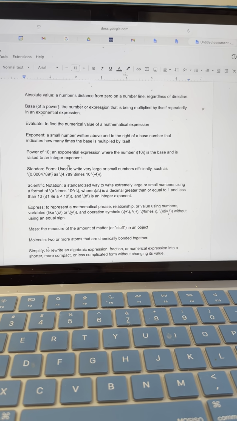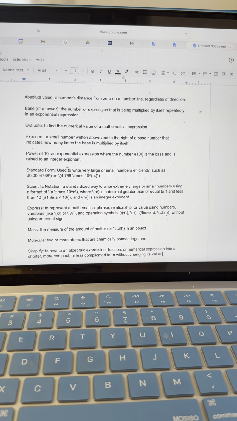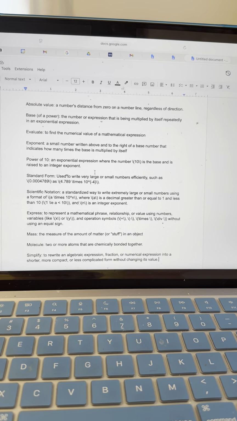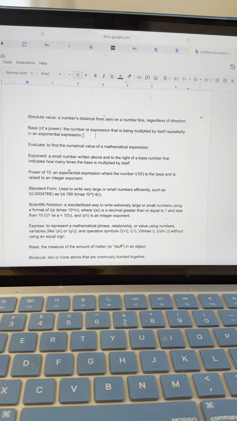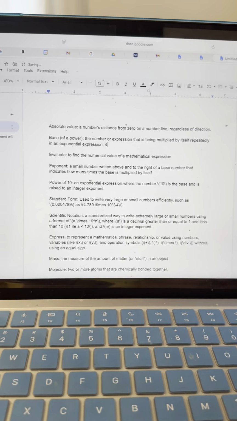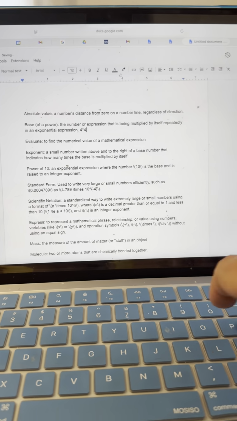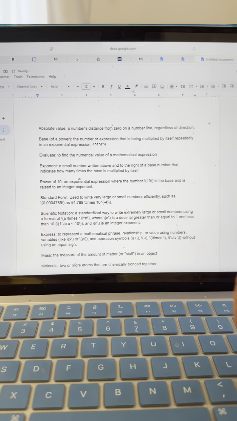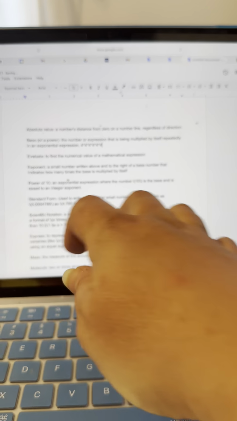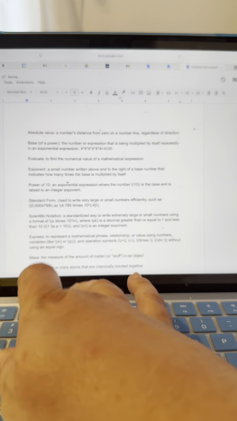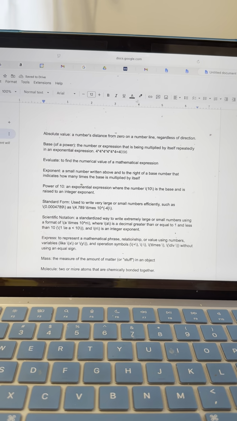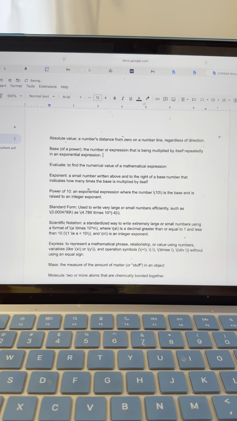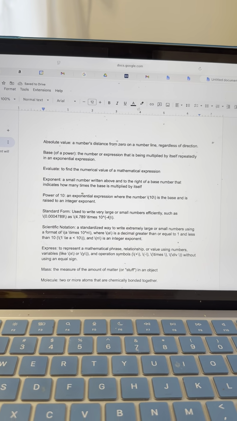Base of a power, the number or expression that is being multiplied by itself repeatedly in an exponential expression. So if you have 4 to the 6th power, you're going to do 4 times 4 times 4, 6 times, is equal to 4, and I don't know how to do exponents on a Mac, but that base is the number that's being multiplied.